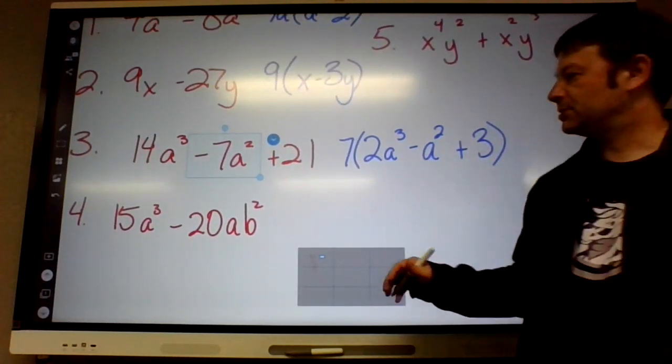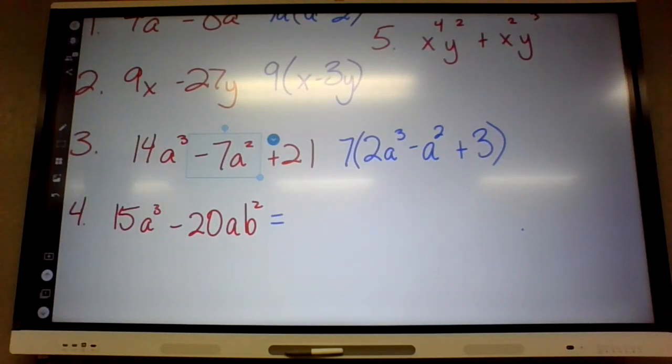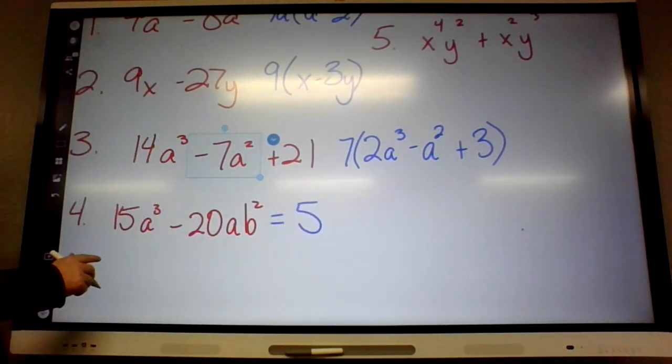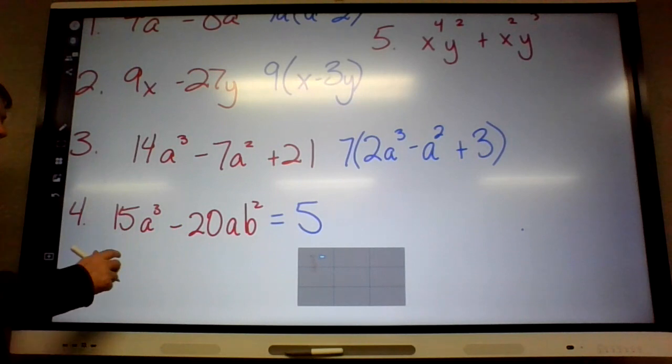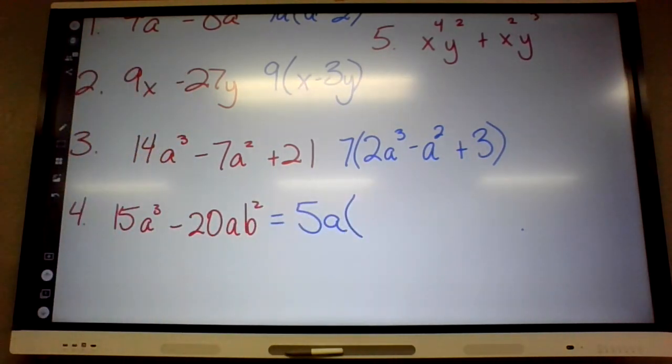All right, Brianna, what can go into these 2? 5. Anything else? No, just 5, but what about the letters? What letters are in both of these? Just 1A, yeah. They both have at least 1A. And divide both by 1A.